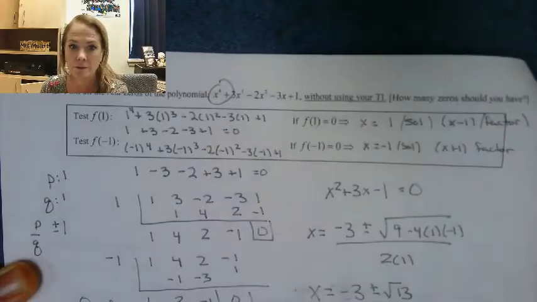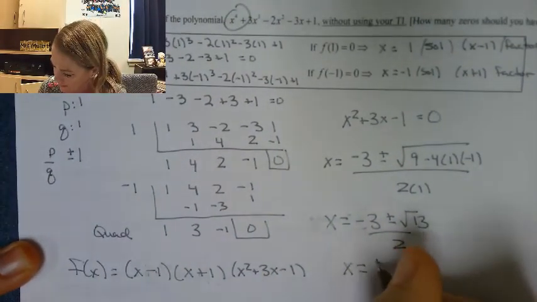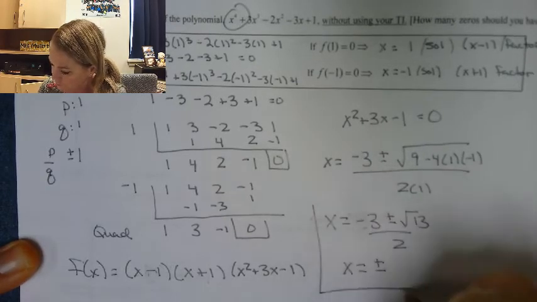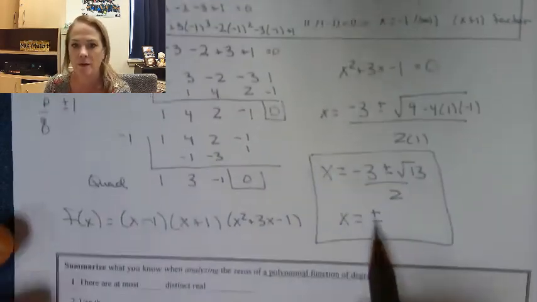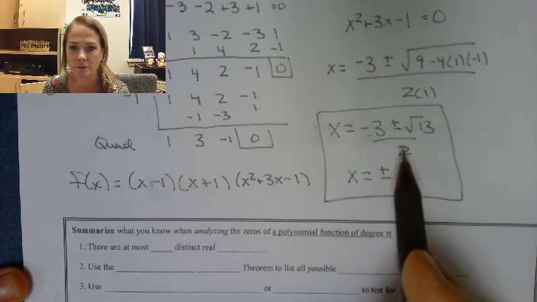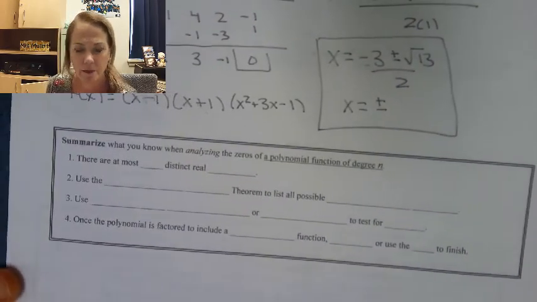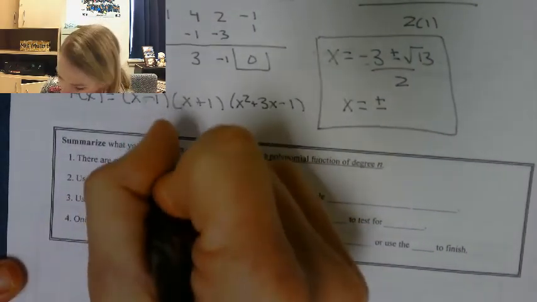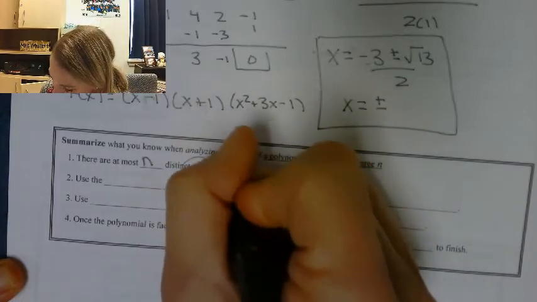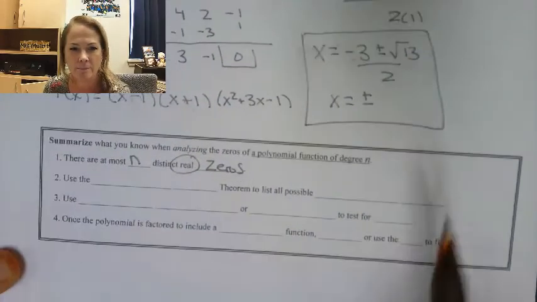So we got 4. Notice since we started with an x to the fourth, we got 4 answers. We got x equals plus or minus 1. Both of those were in the rational roots list. And then from the quadratic formula, we got negative 3 plus or minus root 13 over 2. That is not a rational root, so it wasn't in the list, but it is still a solution. So to summarize what we know here: there are at most n distinct real zeros. So we could have had 4 here, and indeed we did. This is not rational, but it's real.